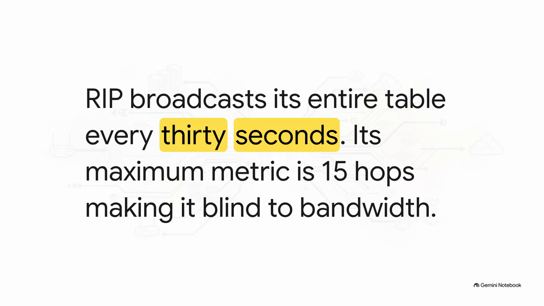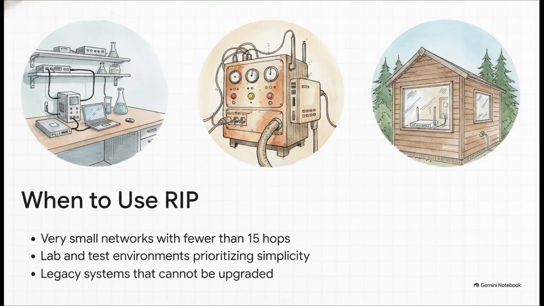Also, its maximum reach is literally 15 hops. If a destination is 16 hops away, RIP just throws its hands up and considers it totally unreachable. And because RIP's only metric is hop count, it's completely blind to bandwidth. To RIP, a screaming fast 10 gigabit fiber connection looks exactly the same as an ancient 56K dial-up modem, as long as they are both one hop away. Crazy, right? So you might be wondering, why even talk about it?